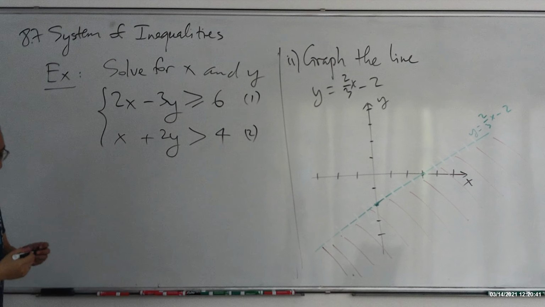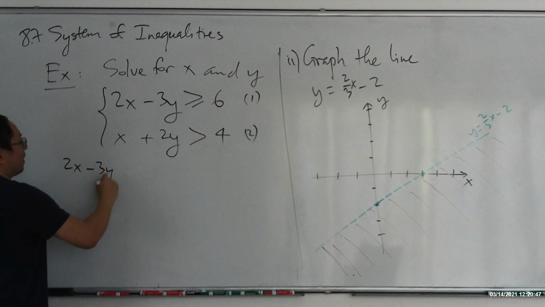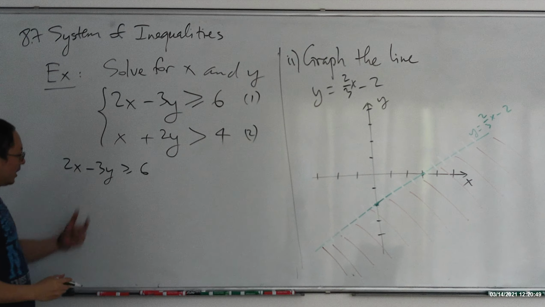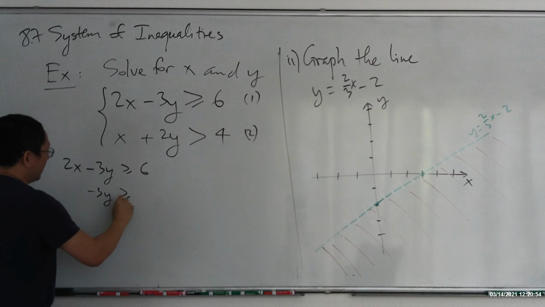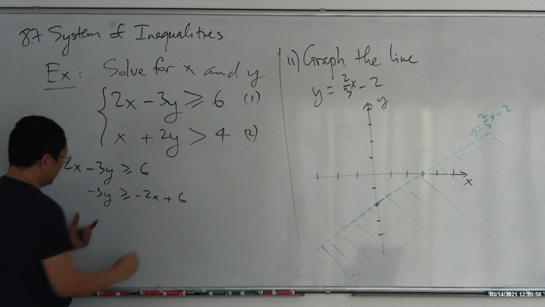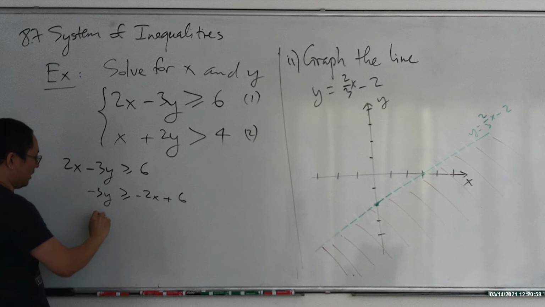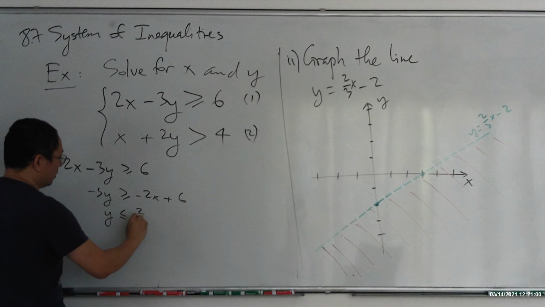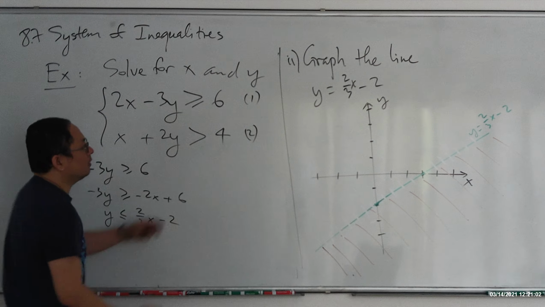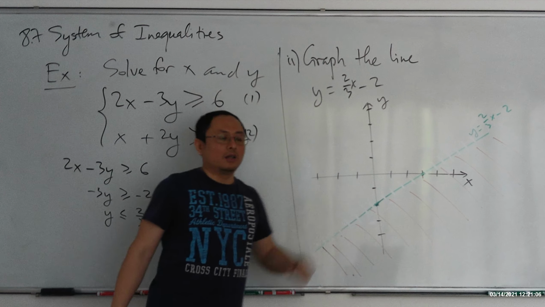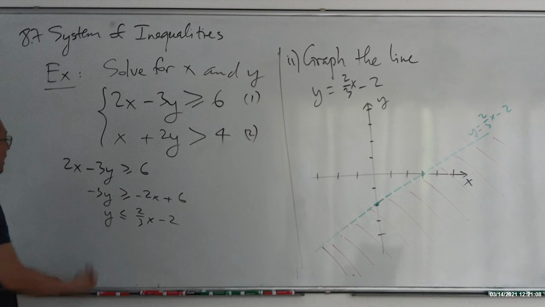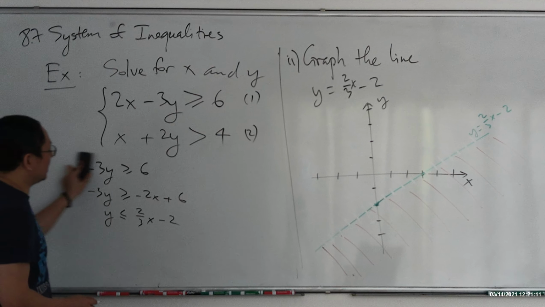And you're gonna take care of 1 inequality at a time. For the first inequality, 2x minus 3y greater than or equal to 6, you try to solve for y. Subtract the 2x on both sides, negative 3y greater than or equal to negative 2x plus 6. Divide by negative 3, flip the inequality. So y is less than or equal to 2 over 3x minus 2. You have the linear equation. You draw the line, you shade the region, okay? And then you're going to repeat the same steps for the second inequality.